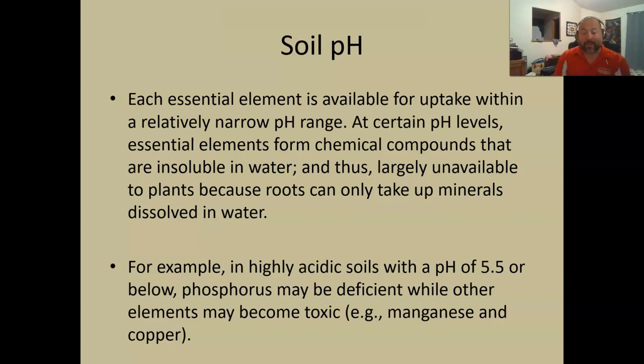And that's important because that's how the plants get their minerals, is they get them through the soil, through the roots, because the roots can take up minerals that are basically in solution in the water, and then the roots can take up the water. But those minerals are only available at certain pH levels. So for example, in highly acidic soils, so something with a pH of 5.5 or below, phosphorus may be deficient, while other elements may even become toxic, like manganese and copper.